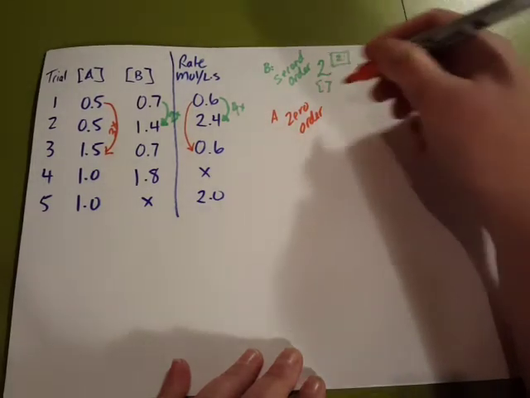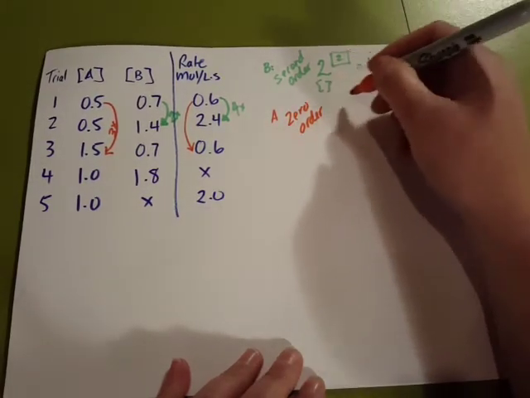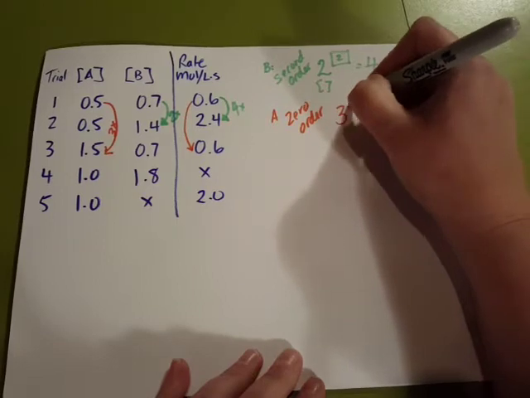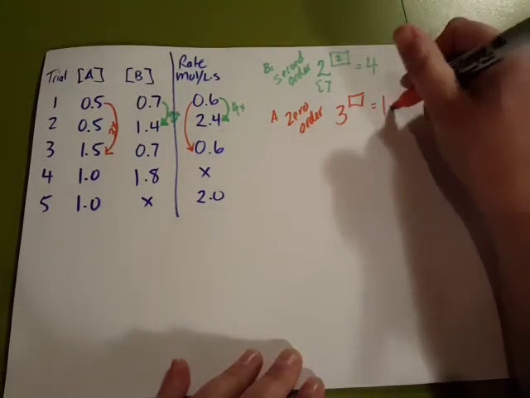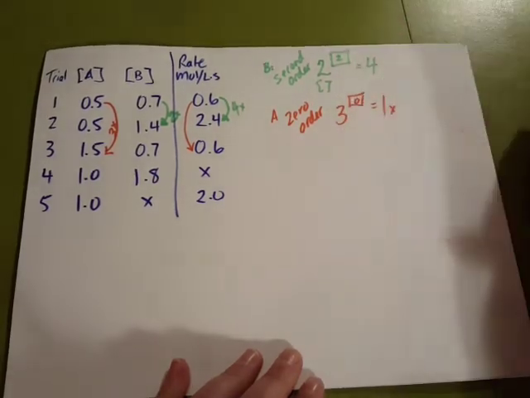In terms of setting this up, how did we know that? 3 to the power of what makes 1? Because the rate is 1 times as big. It's the same. So 3 to the power of 0.